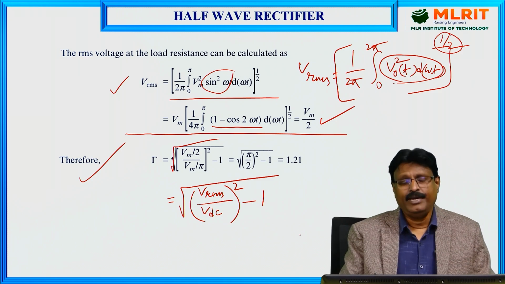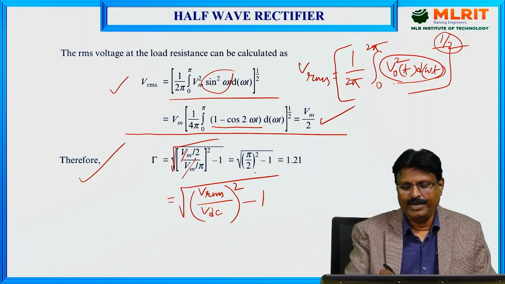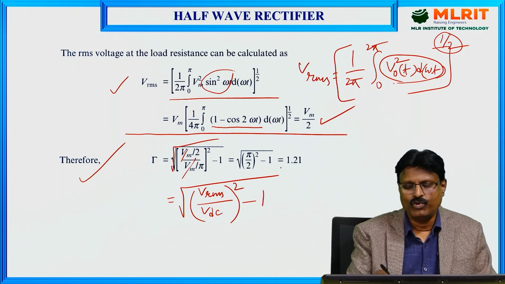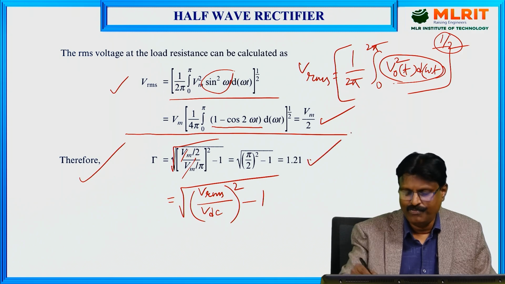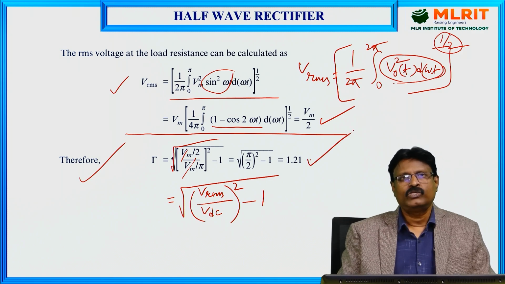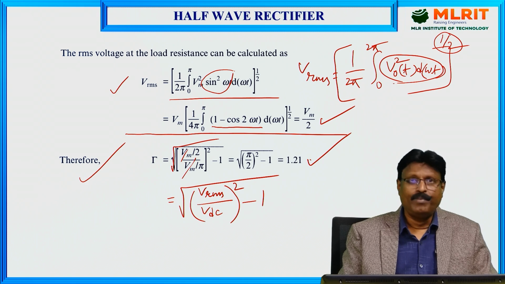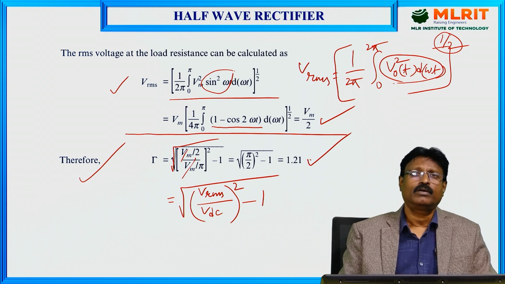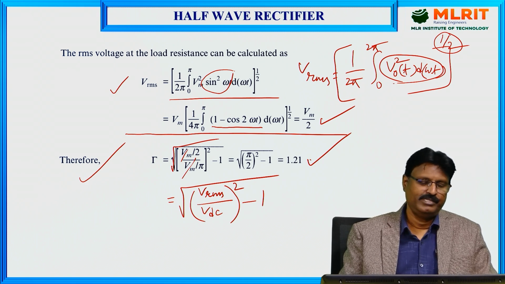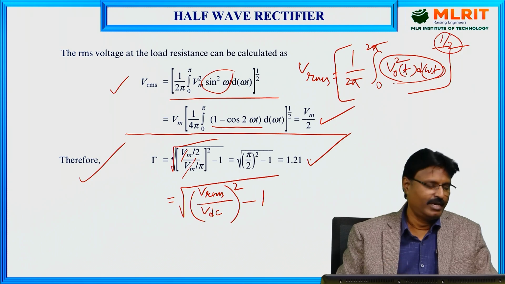So Vm will be cancelled, and you will be getting root over (pi by 2) whole square minus 1, and you will be getting the value of 1.21. So the ripple factor is equal to 1.21 for half wave rectifier. Okay, this is parameter 1 we calculated.